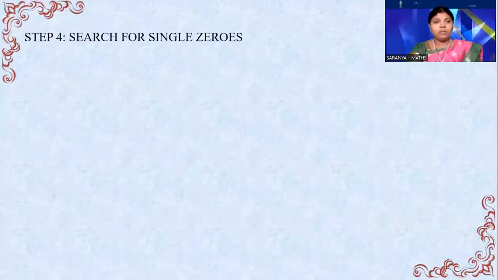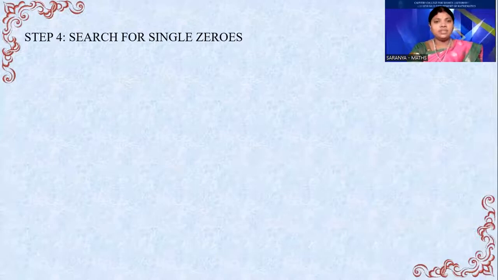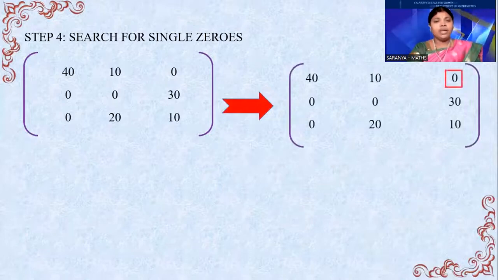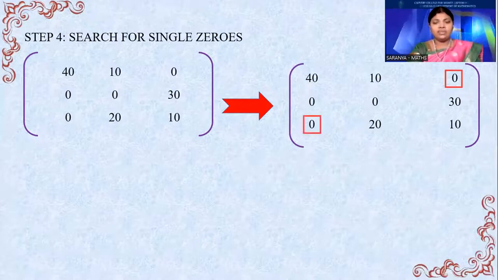Now we move on to step 4, that is, we search for single zeros. Here, row 1 has a single zero, therefore we assign that 0. In row 2, we don't have a single zero, therefore we move on to row 3. In row 3, we have a single zero, so we assign that 0 and cross off the 0 that lies in that column. See, the 0 in the first column is crossed off.